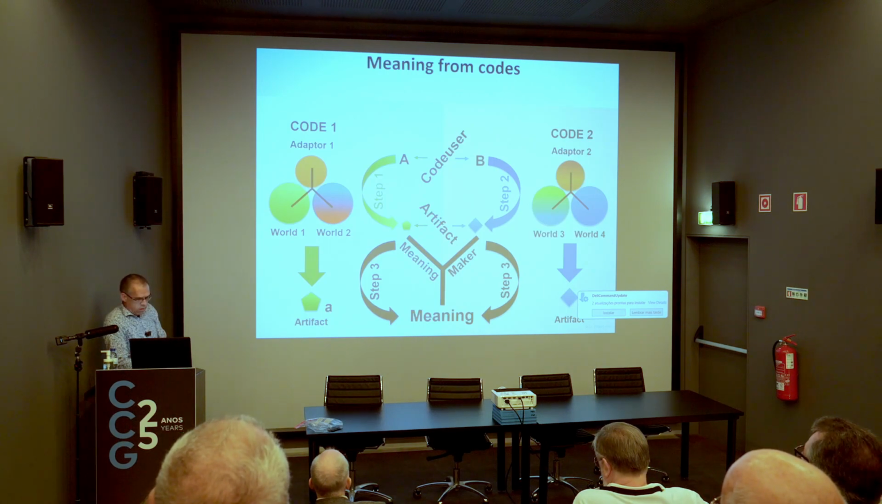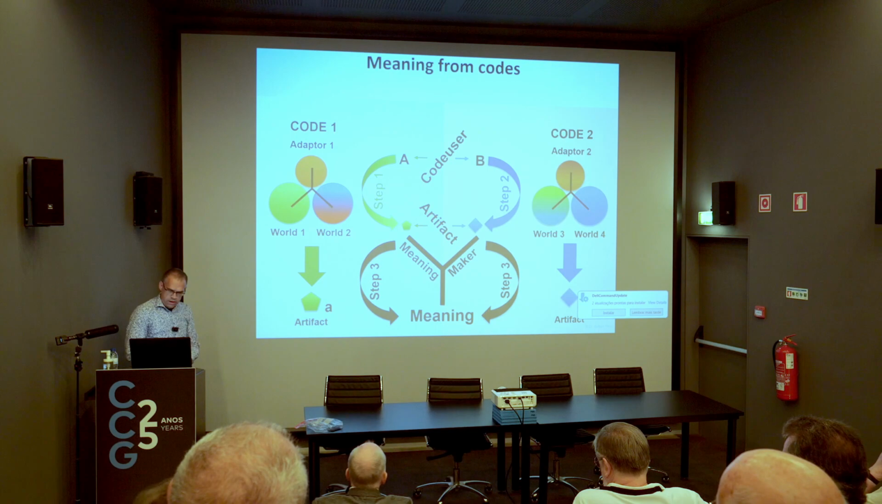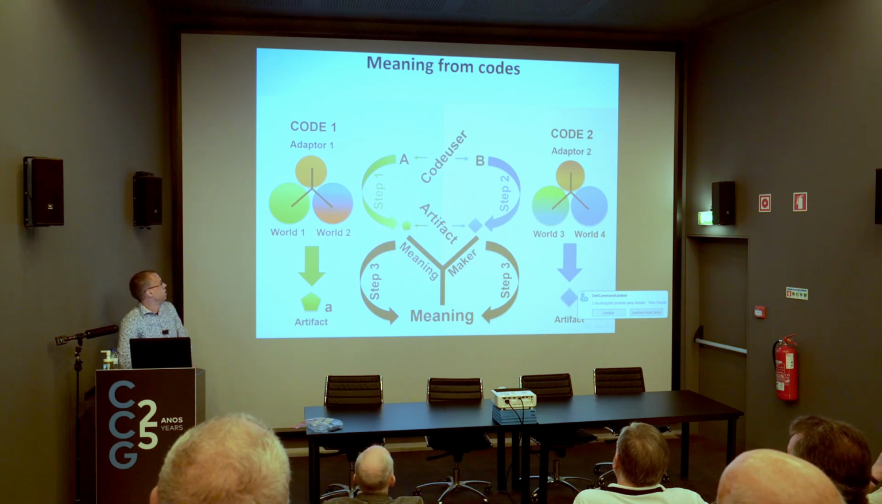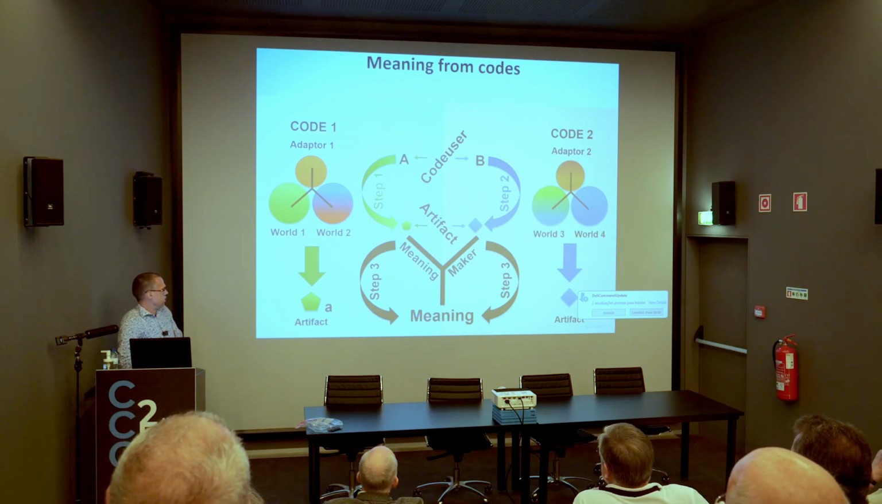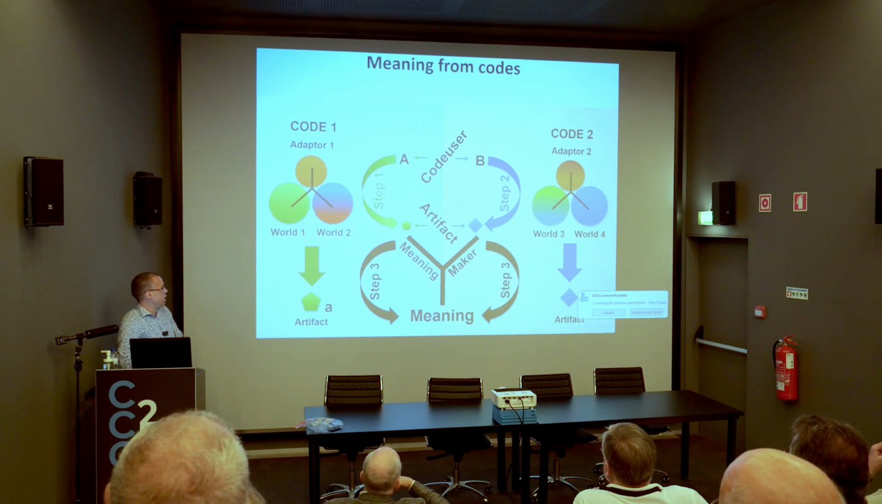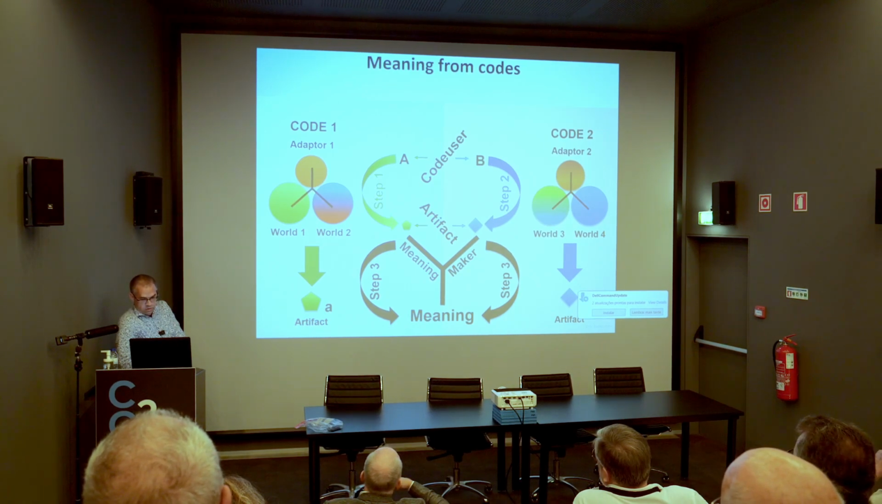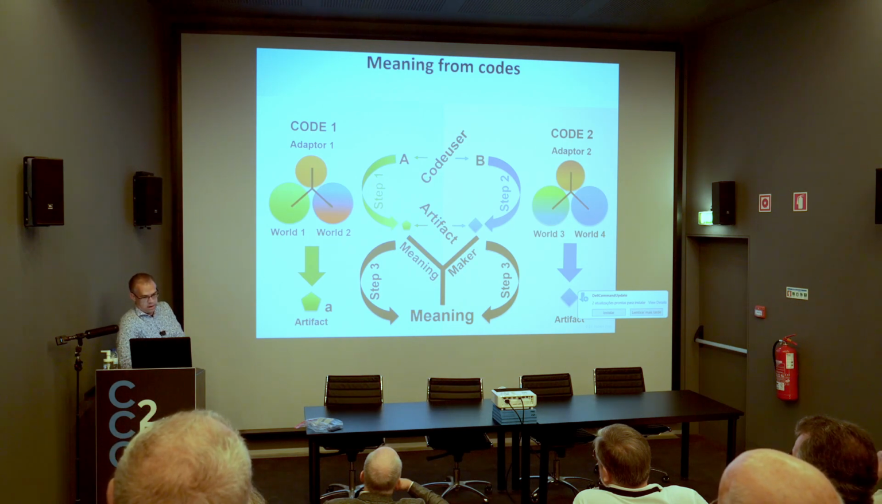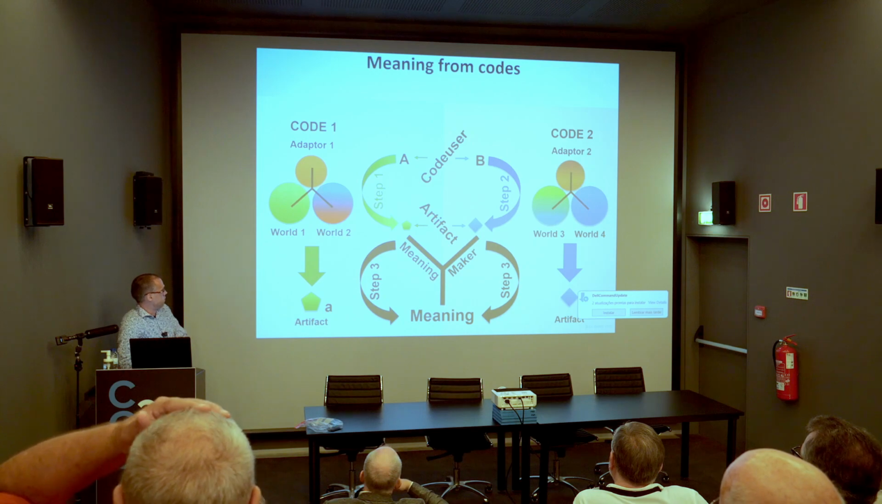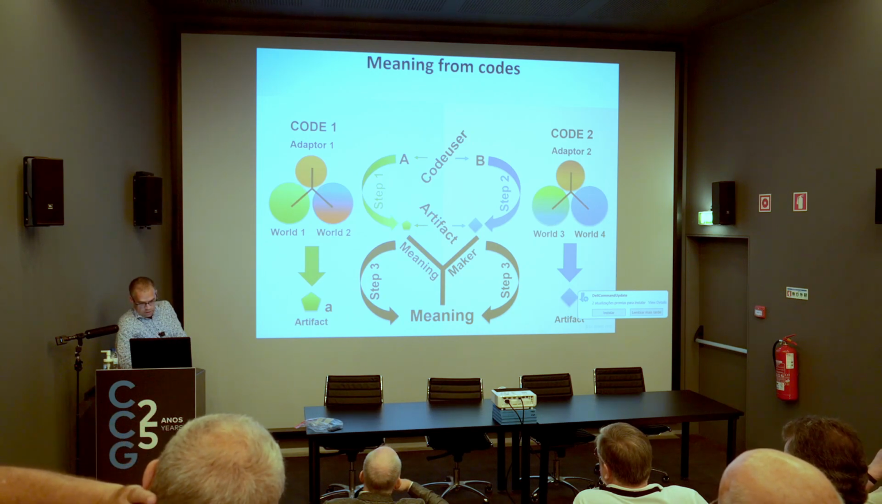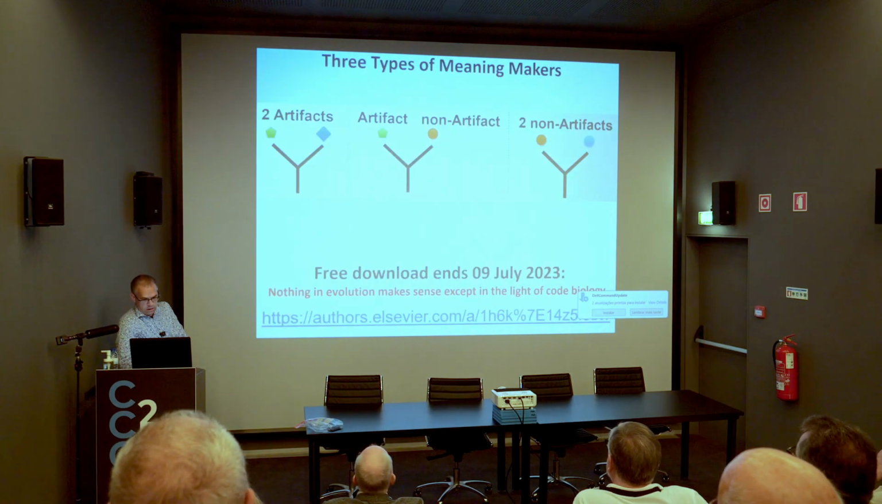Just to give you an outlook of what it means: when we have a code user that produces artifacts, we can have a meaning maker that would make, as the name says, a meaning out of two artifacts. Therefore, it needs at least two codes to make meaning, because two codes involved in artifact production make those artifacts, and from those artifacts a new meaning can be derived.